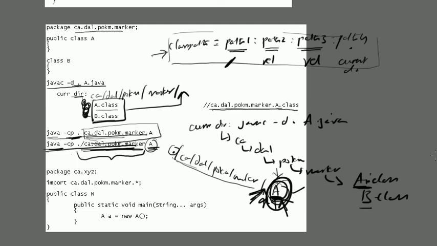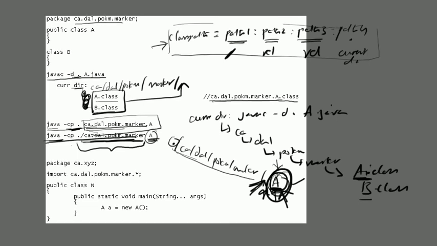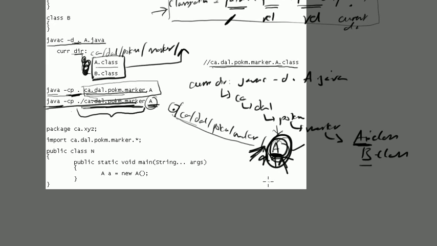Now if I were to do public class A within no package, that means its fully qualified name is just a dot class. If I were to take this and put it here, then this command would work fine.